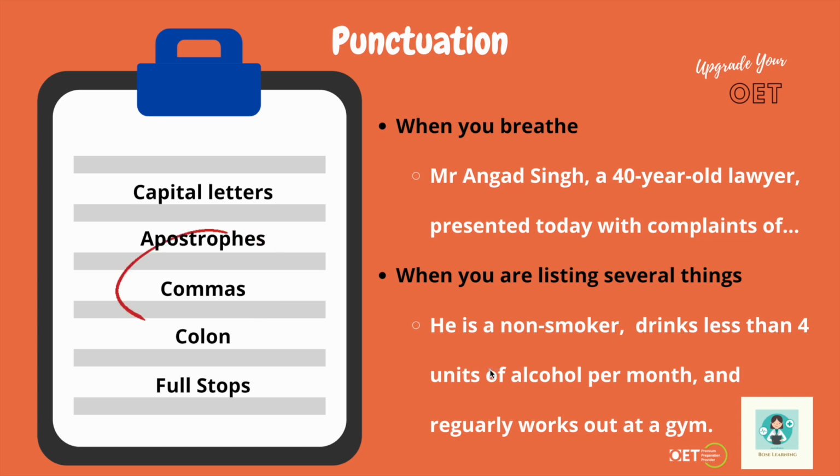We also use commas when we're listing several things. He's a non-smoker, drinks less than 4 units of alcohol per month and regularly works out at a gym. Comma, comma, because it's a list of things we're using to describe him.